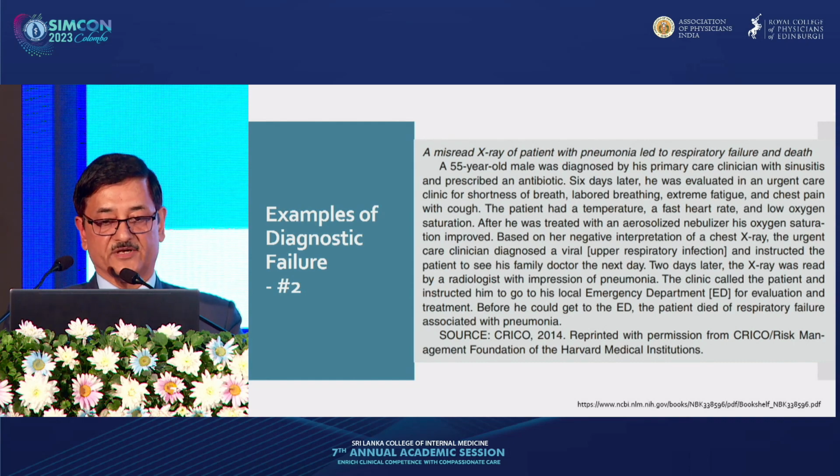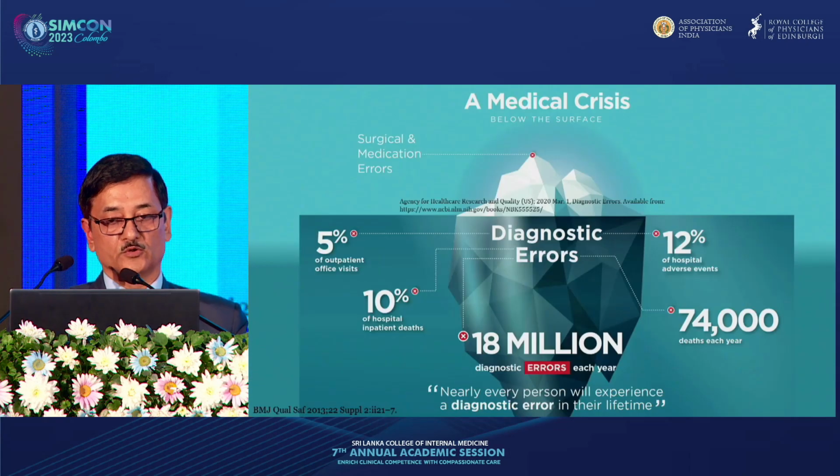Based on a negative interpretation of the chest X-ray, the urgent care clinician diagnosed a viral upper respiratory tract infection and instructed the patient to see his family doctor the next day. 2 days later, the X-ray was read by a radiologist with an impression of pneumonia. The clinic called the patient and instructed him to go to his local emergency department for evaluation and treatment. Before he could go, the patient died of respiratory failure associated with pneumonia. And these cases are from the most developed nation, the United States. So these are just eye-openers of what all could happen.